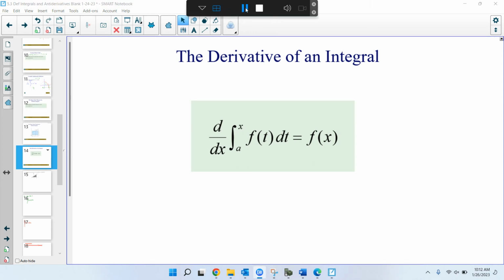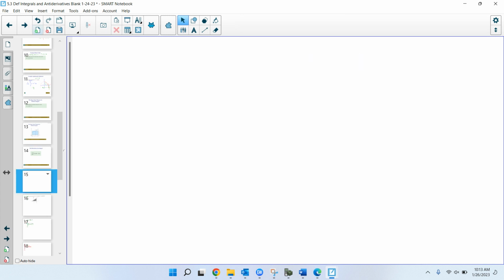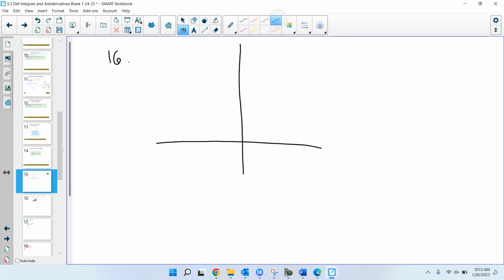Our eyes deceive us sometimes with integrals. Here's what I mean for 16. Wasn't it like a semicircle like that? Negative 1 to 1. The problem, though, is if you find the area of the semicircle, you're not finding the integral.